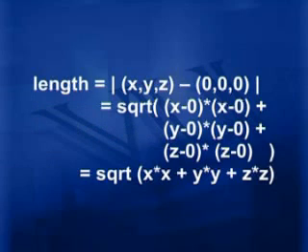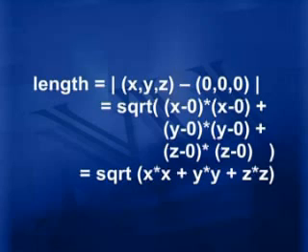So length would be given as x, y, z minus 0, 0, 0. The two vectors would be subtracted, and we'll take the magnitude of it. So we can expand it as the square root of x minus 0 squared. x minus 0 times x minus 0 means x minus 0 squared. Add to it y minus 0 squared. Add to it z minus 0 squared.